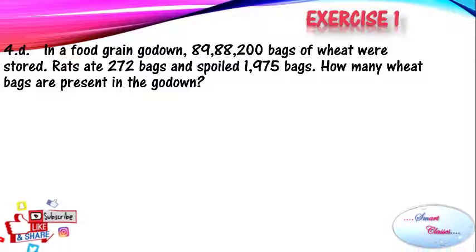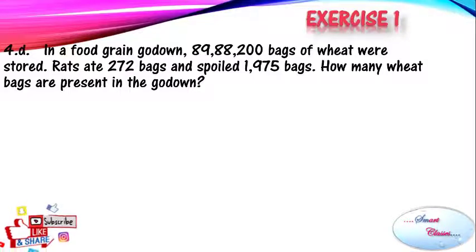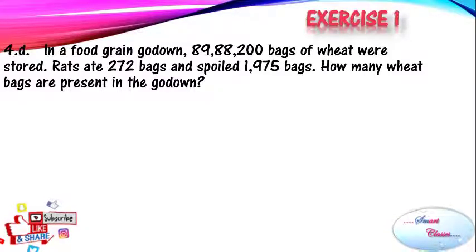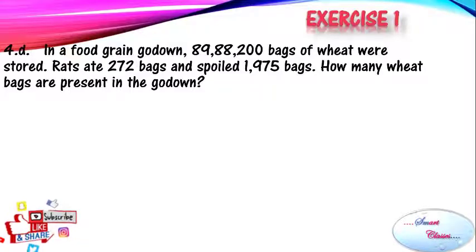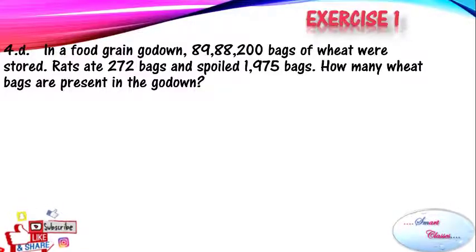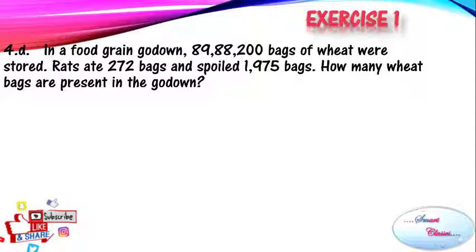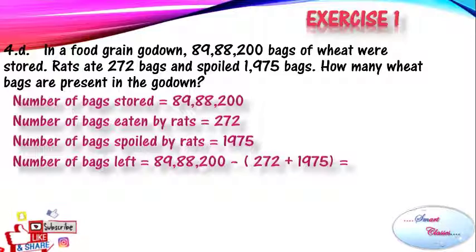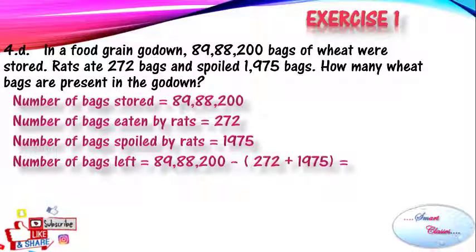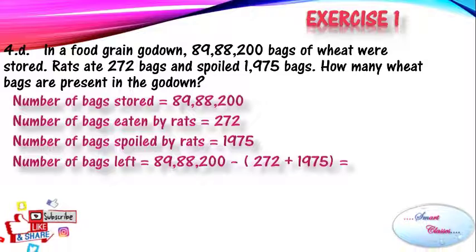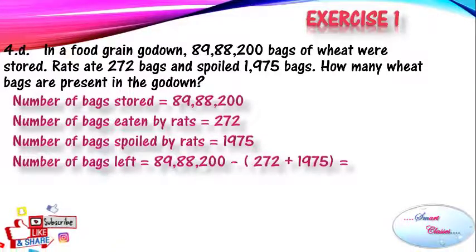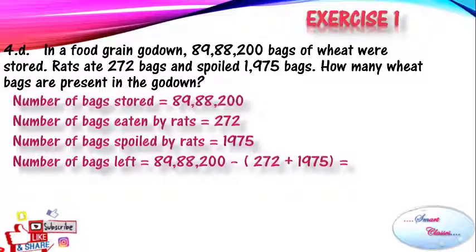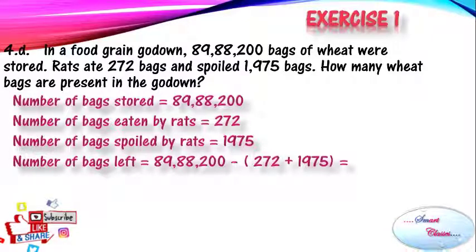So in this question, the total number of bags which were stored in the godown is given. Among those bags, rats ate some of the bags, which is 272, and they spoiled some of the bags, which were 1,975. So now the question is asking how many bags are present in the godown now. So we'll write it as: number of bags stored is equal to 89,88,200. Number of bags eaten by rats is 272. Number of bags spoiled by rats is 1,975. Number of bags left.